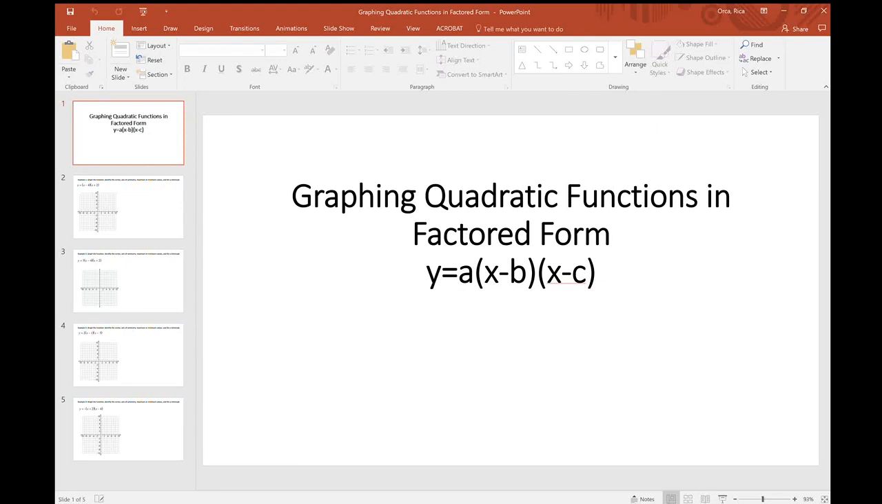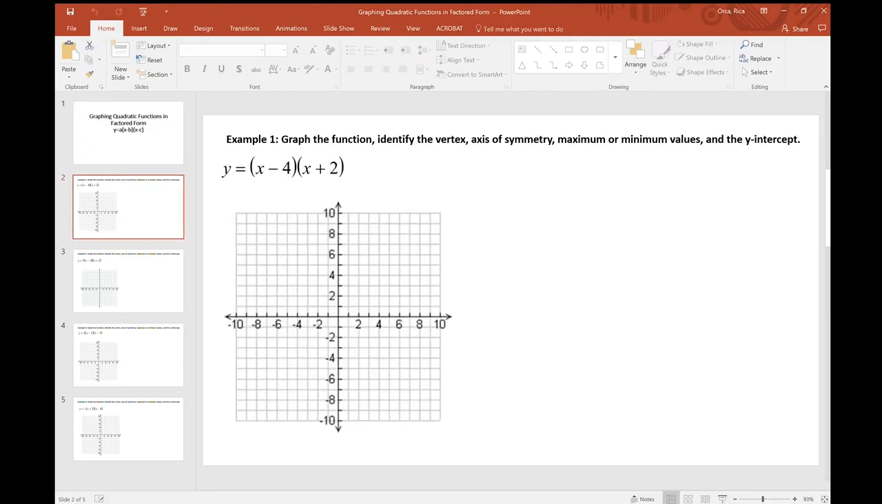Welcome back, class. Today we're graphing quadratic functions in factored form, which is y equals a times x minus b times x minus c. Let's go ahead and get into this. Example 1. Graph the function. Identify the vertex, axis of symmetry, maximum or minimum values, and the y-intercept. So we have this function which is y equals x minus 4 times x plus 2.